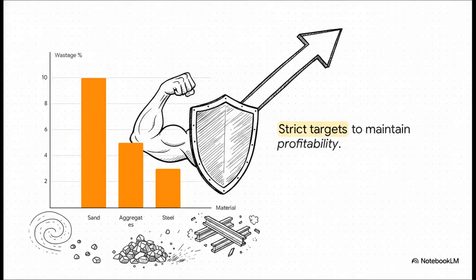Now, the global scale of construction waste is honestly staggering. Up to 18% of materials delivered to a site can just be wasted due to poor planning or sloppy storage. Your job is to aggressively fight that. You have normal wastage benchmarks to hit: 10% for sand blowing away or mixing with the dirt, 5% for aggregates, and a very tight 3% for steel. These aren't suggestions. These are strict, non-negotiable targets you have to hit to keep the project profitable.